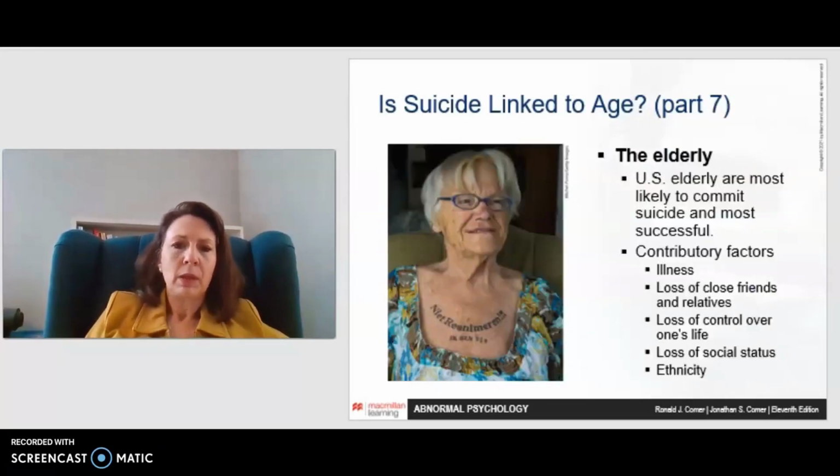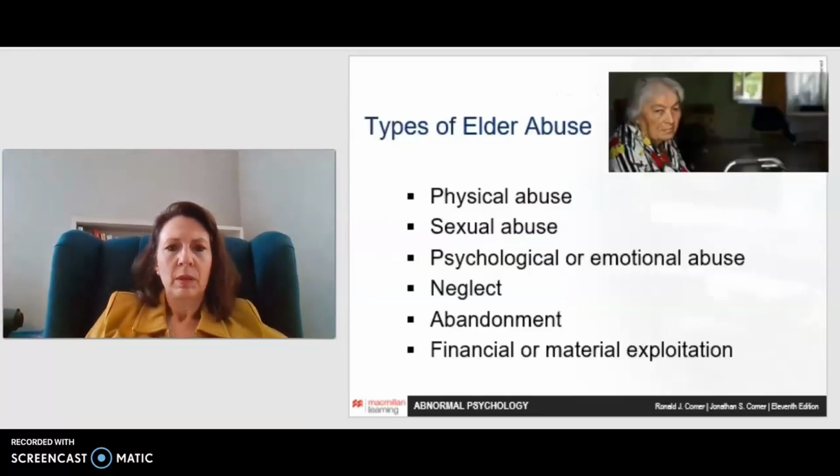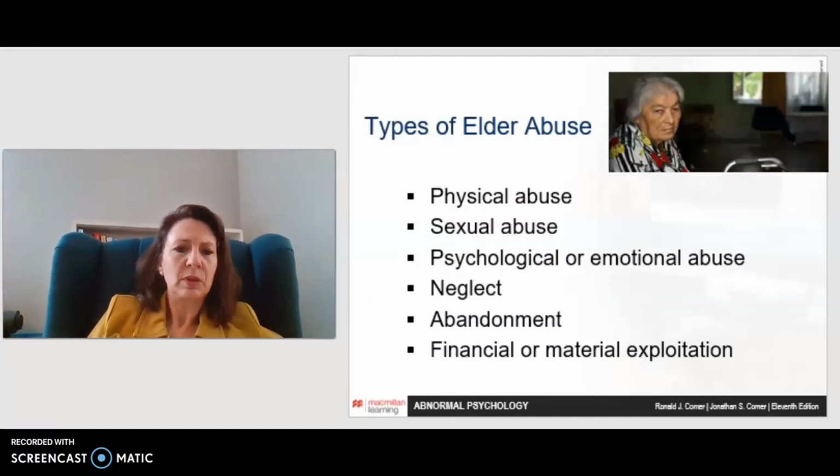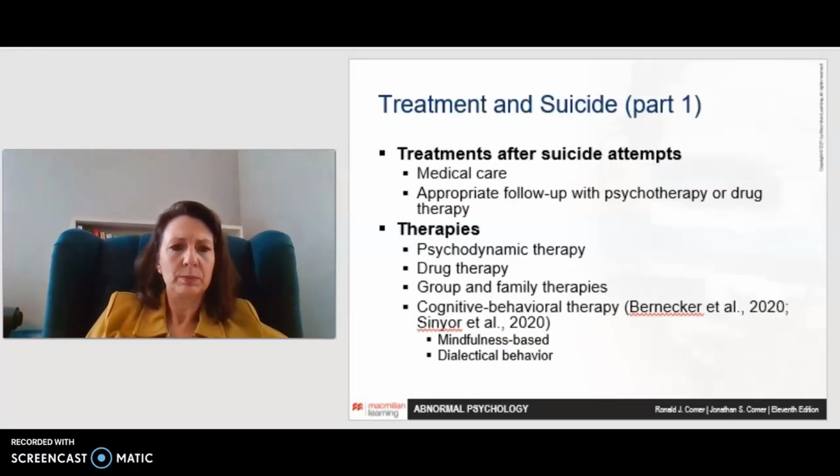The elderly are the most likely to commit suicide and be successful. Contributory factors include illness, loss of close friends and relatives, loss of control over life, loss of social status, and ethnicity. Types of elder abuse that can create suicidal behavior include physical and sexual abuse, psychological abuse, neglect, abandonment, and financial or material exploitation.